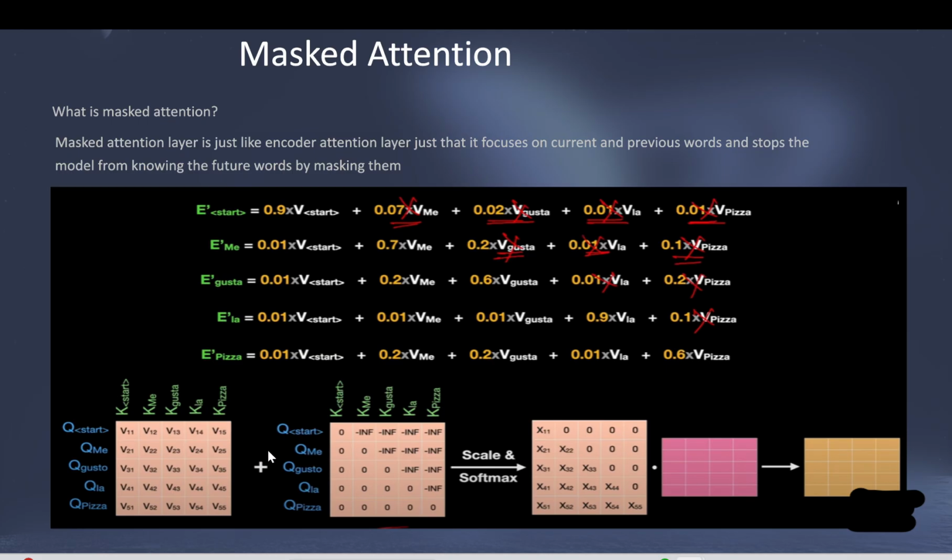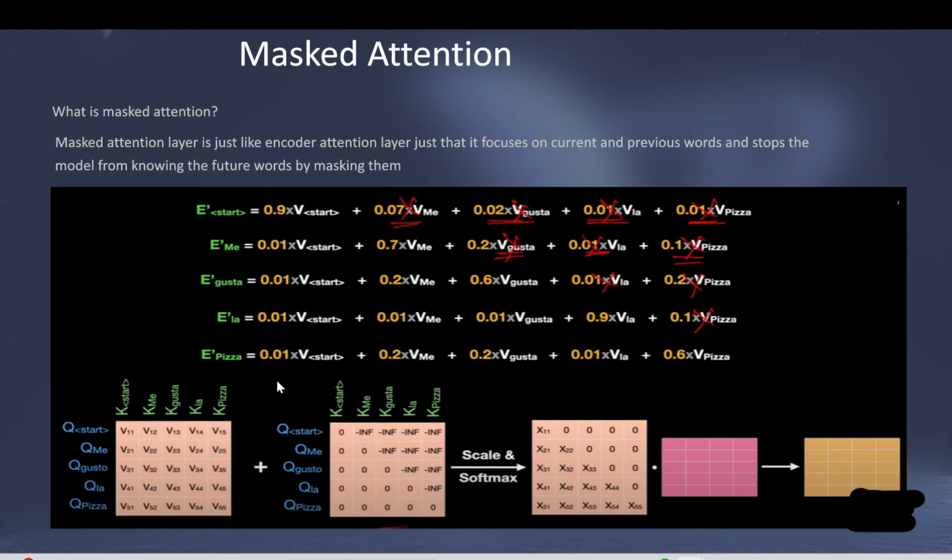It will be added into this matrix so that only the current word and the previous words will remain. On adding negative infinity, those positions will have a very low value. After the softmax layer, it will be zero, and then after the multiplication with the value matrix, we will get this new matrix that is shown at the bottom.